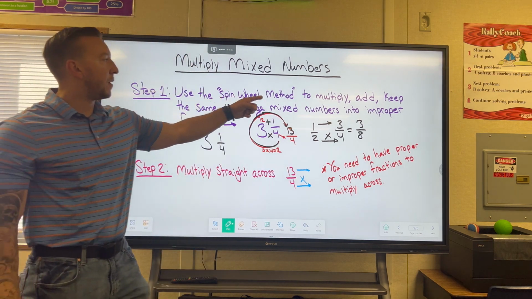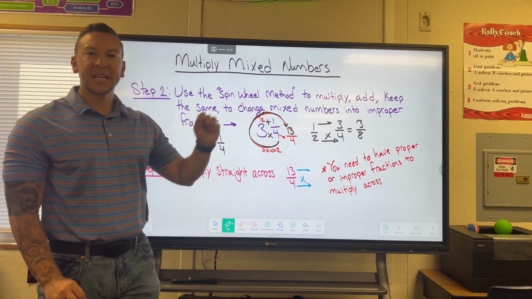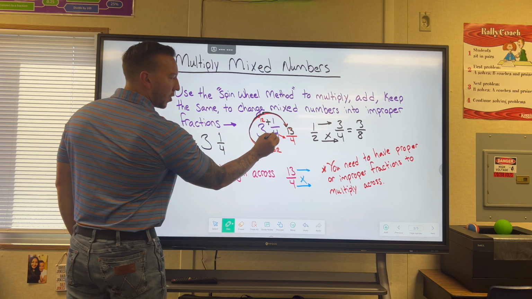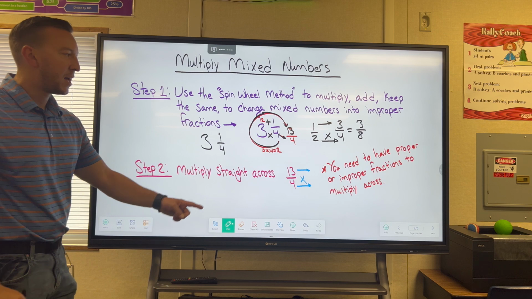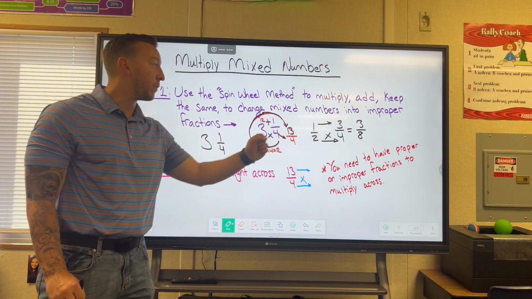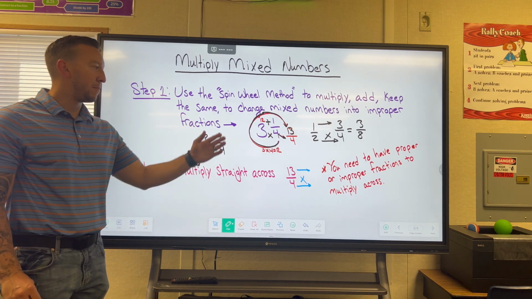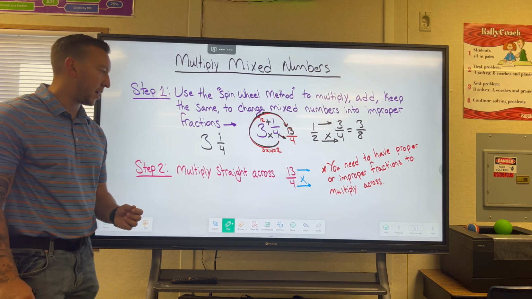Now we have 13. So we've multiplied, we've added, and the last part it says keep the same. Well, you'll notice the denominator here is 4. We keep the denominator the same. It's gonna stay 4. So now we have 13/4. This is the process for how you change mixed numbers into improper fractions, okay?